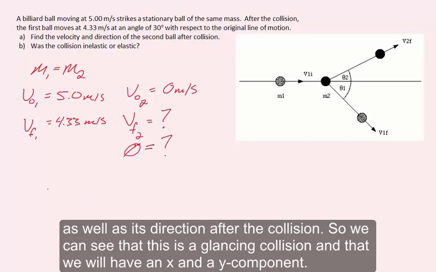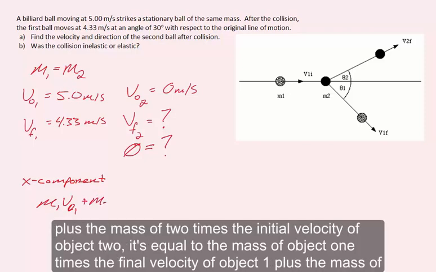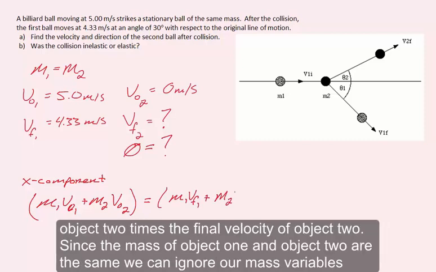So we can see that this is a glancing collision and that we will have an x and a y component. If we look at our x component first, the mass of object 1 times the initial velocity of object 1, plus the mass of object 2 times the initial velocity of object 2, is equal to the mass of object 1 times the final velocity of object 1, plus the mass of object 2 times the final velocity of object 2.